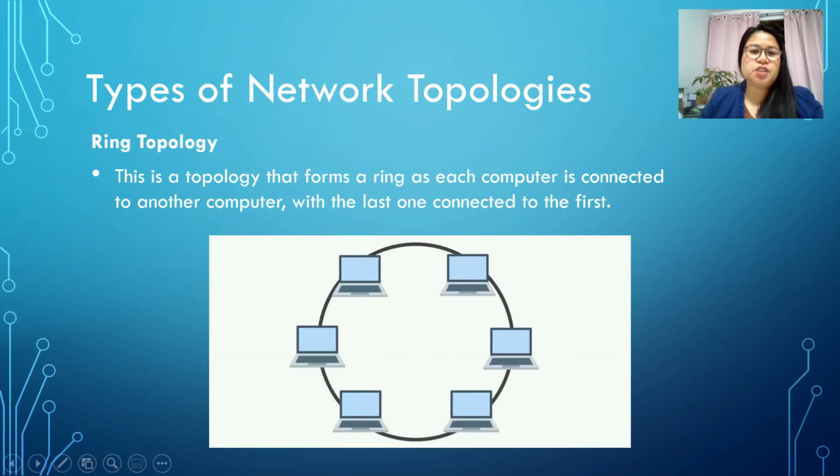This ring topology is easy to manage and with low risk of collision, which makes it easy to add, but reliant on all nodes being powered up and in full working order. So this is a topology that forms a ring as each computer is connected to another computer with the last connected to the first. So it is connected like this.